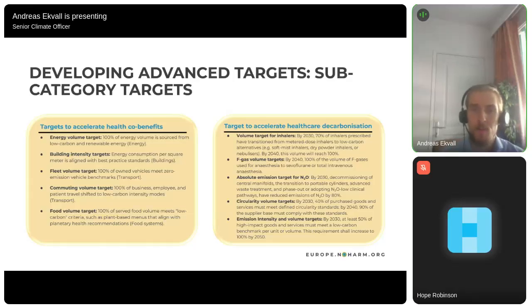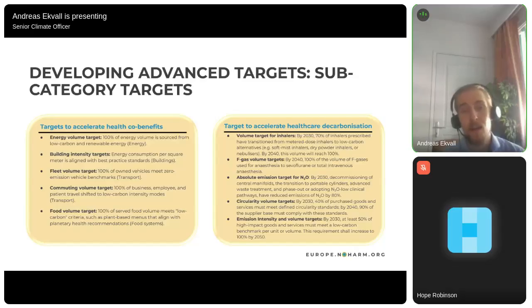Let's talk about subcategory targets. In the handbook, I've split these into two core areas: targets that accelerate health co-benefits and targets that directly drive healthcare decarbonisation. By setting targets that accelerate health co-benefits, we can leverage the health argument to really motivate change. It also makes the benefit of climate action feel more tangible. These targets do more than just reduce emissions. They can directly improve the health of local communities and lower operational costs.